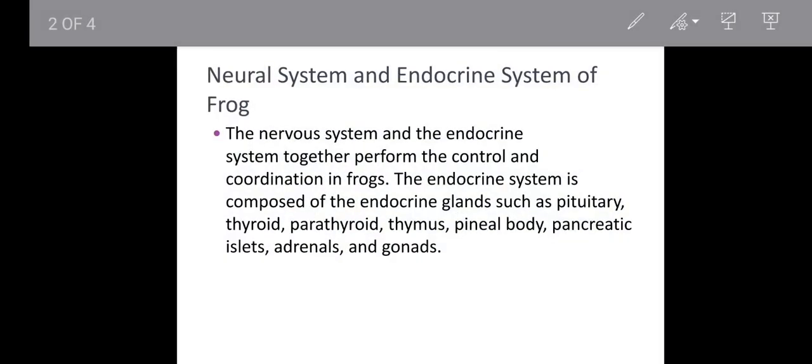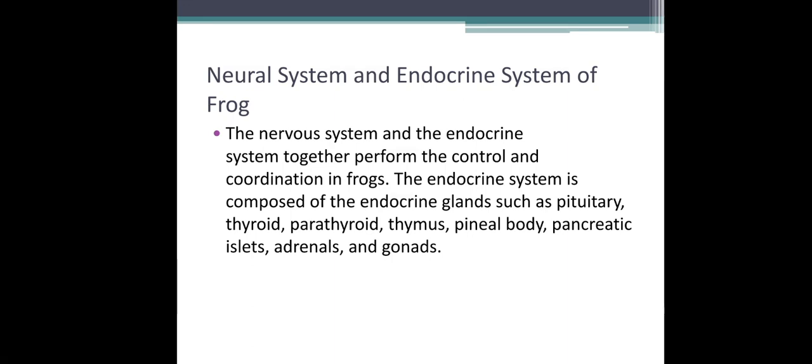Today in this video, we are going to see about the neural system and endocrine system of frogs. Frogs में well developed nervous system और endocrine system मौजूद होता है. The endocrine system consists of thyroid gland, parathyroid gland, pituitary gland, pineal gland, pancreatic islets, adrenal gland, and gonads. The nervous system is represented by central nervous system, peripheral nervous system, and autonomic nervous system.